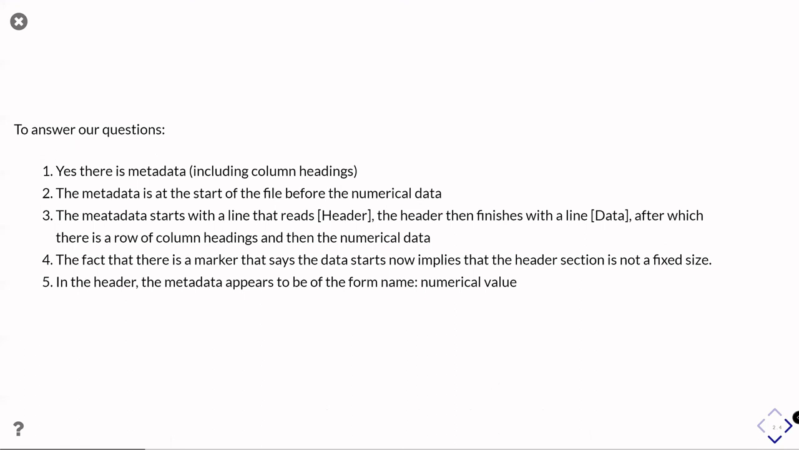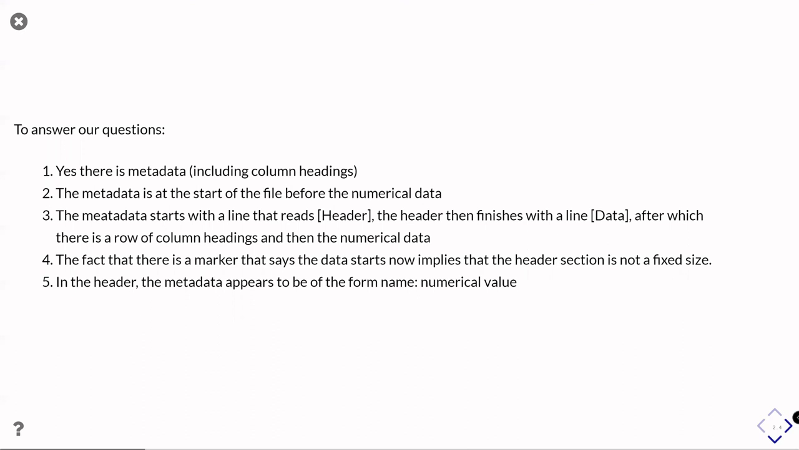And then it looks like we've got the column headers and then the columns. So the answers to the questions we want to ask about this are, well, first of all, is there metadata? Yes, there is metadata, including column headers. Where's the metadata? It's at the start of the file before the numerical data. Is there a marker that shows us where the metadata starts and where it ends? Yep, square brackets header is where it starts and square brackets data is where it finishes. Well, except that obviously we're going to then have to read one line of column headers after that. The fact that there are markers there implies that it could potentially have more lines than we've got. So again, it looks like we should assume that we're going to have to work with a variable number of lines of data rather than assuming a fixed number of lines.